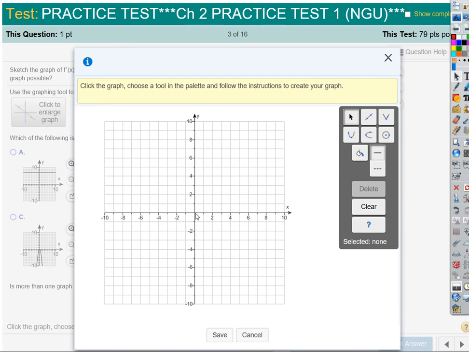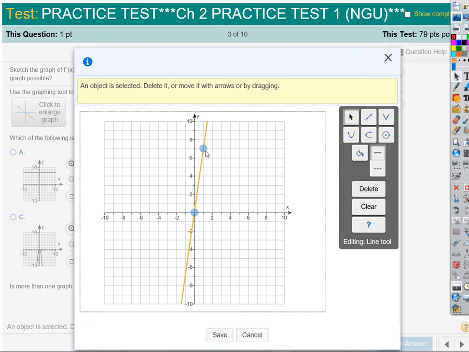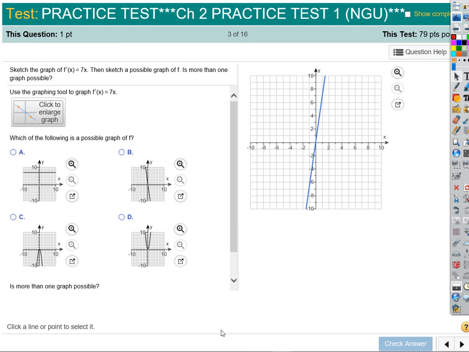We know that positive 7x has a y-intercept of 0 and a slope of 7. So I'm going to rise by 7 and run by 1. So there it is, right? Now what do I do? Save. Okay, there's my derivative function.